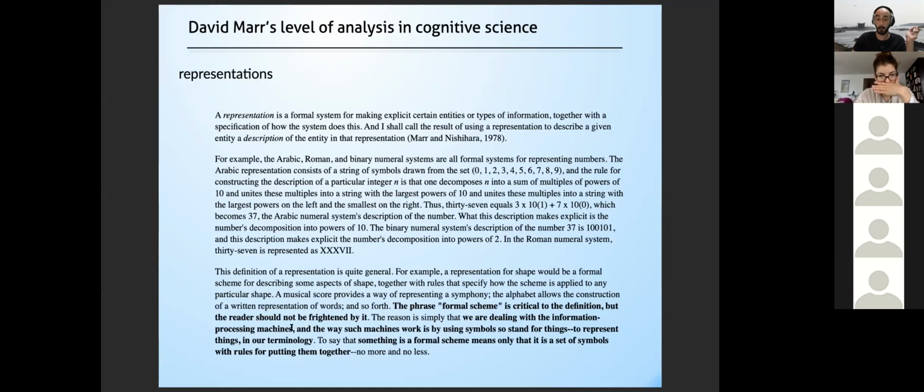The reason is that we are dealing with information processing machines, and the way such a machine works is by using symbols, which stand for things, to represent things in our terminology. So a formal scheme means that it is a set of symbols with rules for putting them together, okay? Now, this kind of conceptualizing things was rather extreme. Many neuroscientists would not say that our representations are actually symbolic, at least to a certain extent. For our phonological representation, there is a lot of debate on whether it's symbolic or not, okay? It also depends on what we mean by symbolic. When you go to vision, right? He was mainly interested in vision, and his way of understanding this would be that even in vision, you are applying some sort of formal scheme in order to create objects out of your visual field, okay?